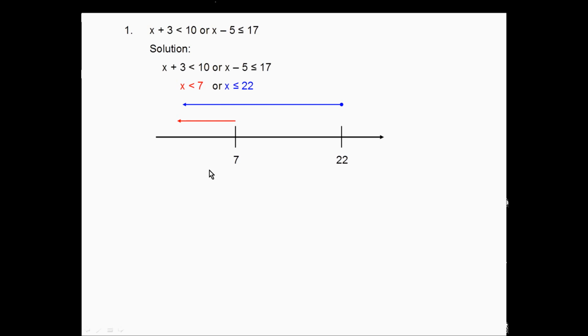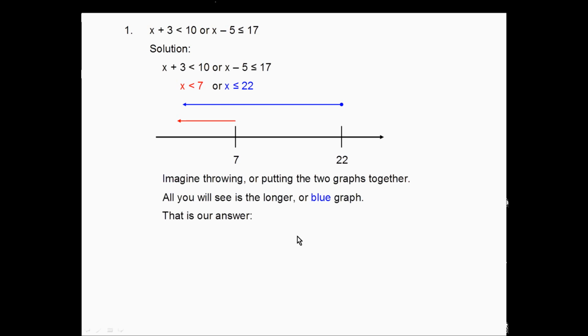Okay, now if I just throw them together, all you will end up seeing is the longer one. So putting the two together, all I see is the blue graph, the longer one. Notice that is the opposite of what the and did. The and took the shorter one. So our final answer is x less than or equal to 22, which would be minus infinity to 22. So if they point in the same direction, or takes longer and takes shorter.